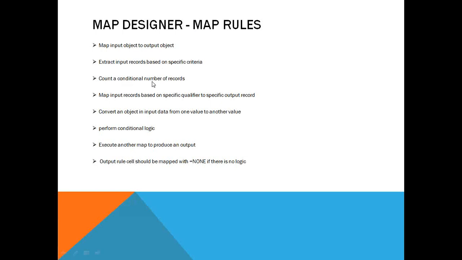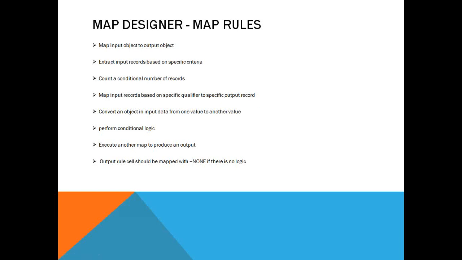Then count a conditional number of records. That means how many records there are for some particular criteria. Suppose we want the records between ages 18 to 28, or how many records have age 19 years, 20 years, like that, in that extended example I'm taking. So we can do the count of records.